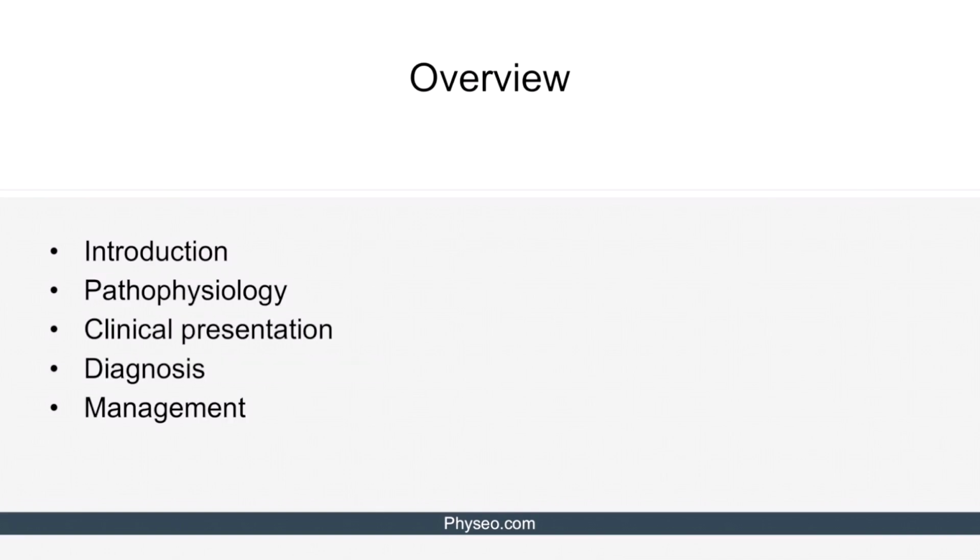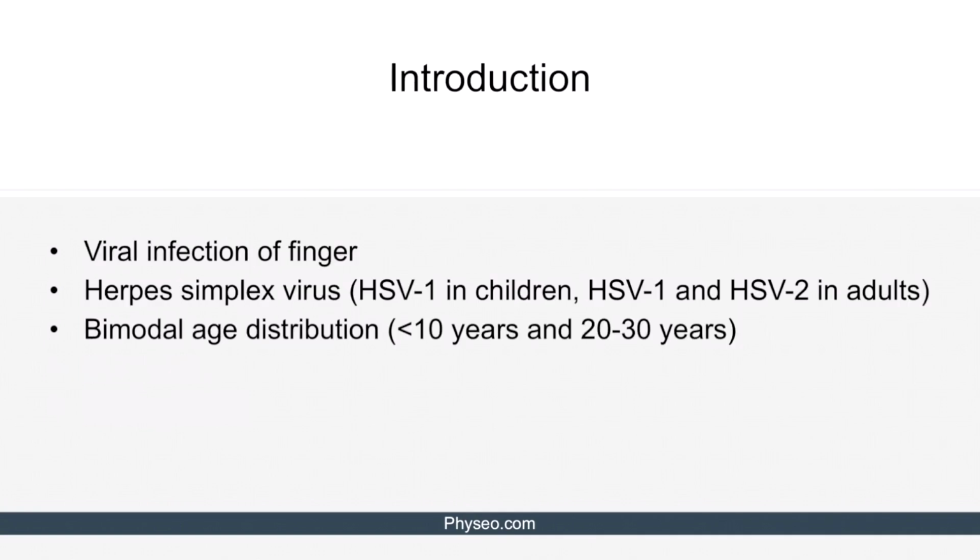We'll go through the introduction all the way down to the management, just like we did in the previous discussion. So let's start with the introduction. Herpetic whitlow is an infection of fingers caused by herpes simplex virus. Children are affected by herpes simplex virus type 1, HSV1, and adults can be affected by both type 1 and type 2, although HSV2 is more common in adults. Now, this infection is characterized by a bimodal age distribution and affects children less than 10 years old and adults between 20 to 30 years.